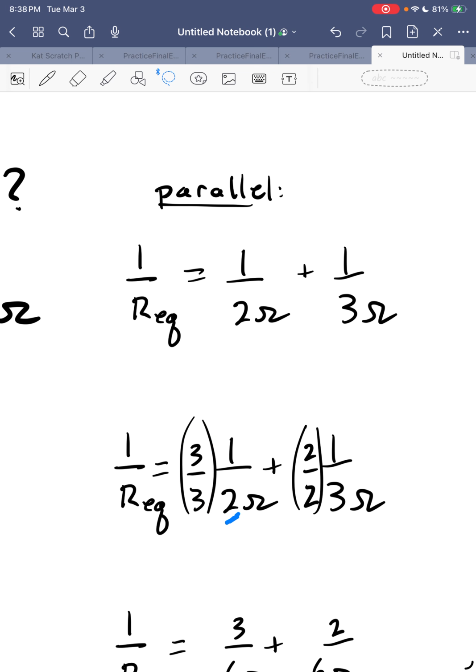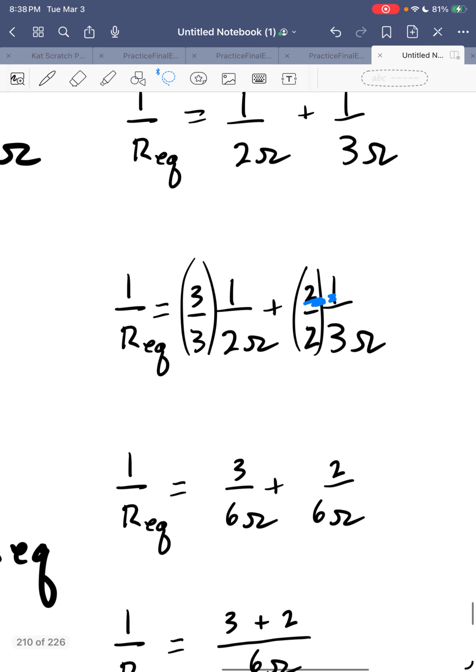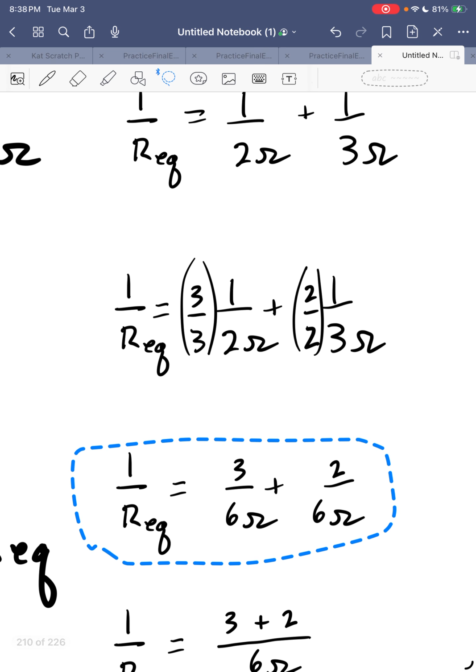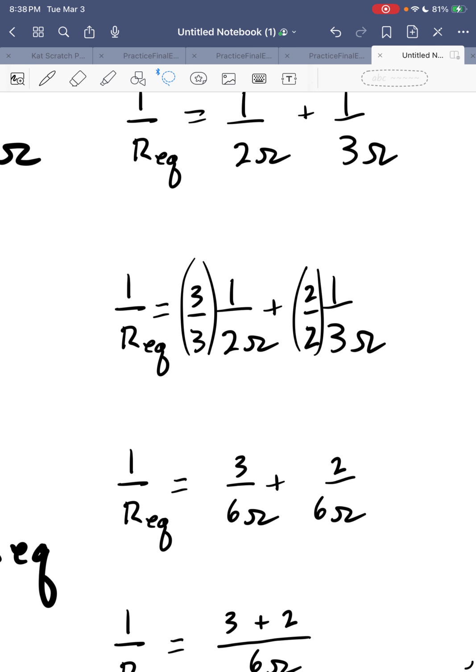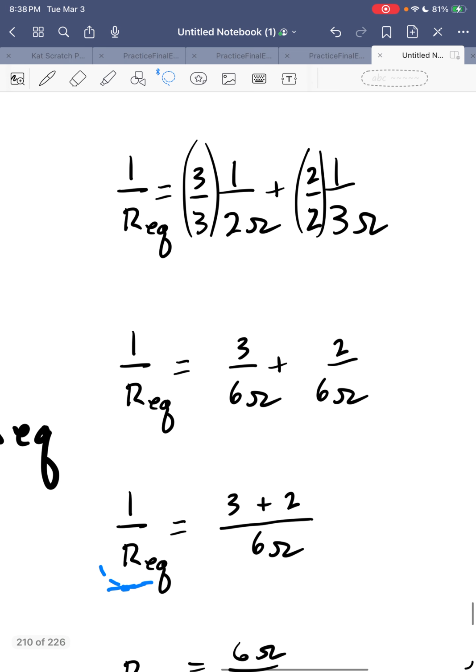So 3 times 2 ohms is going to give 6 ohms downstairs, and then 3 times 1 is going to give 3 upstairs. Likewise, I'm going to multiply this fraction by 2 over 2. That will give me 6 ohms downstairs, and then 2 upstairs. So now it's transformed into this equation here: 1 over the equivalent resistance equals 3 over 6 ohms plus 2 over 6 ohms. Now, because they have a common denominator, I can add them. So 1 over the equivalent resistance, that's this, is basically going to equal 3 plus 2 over 6.